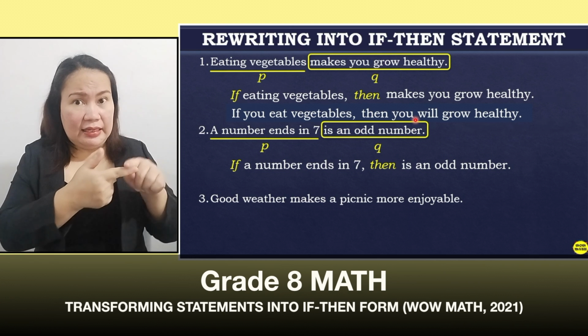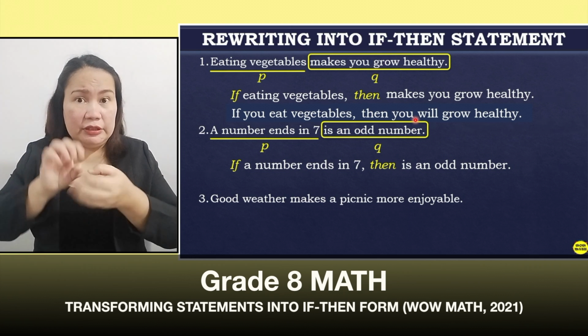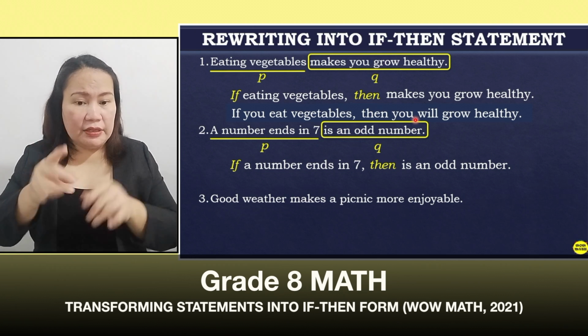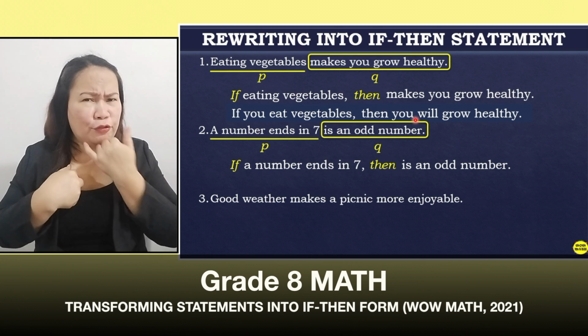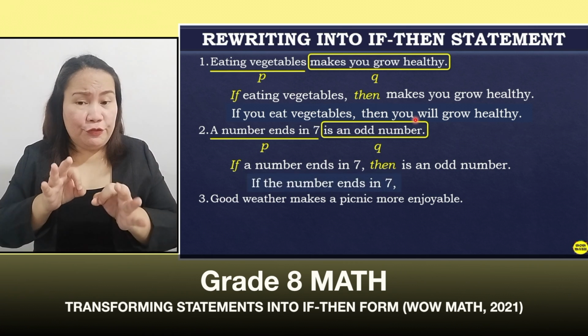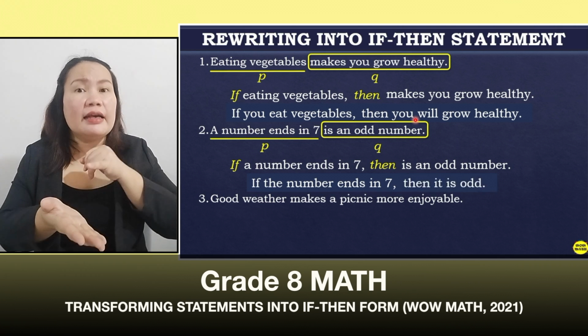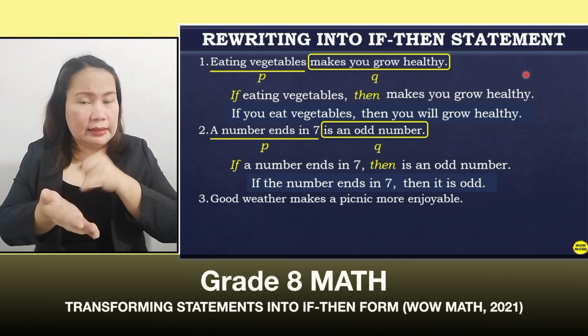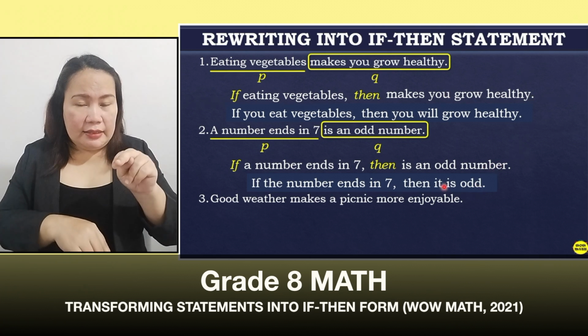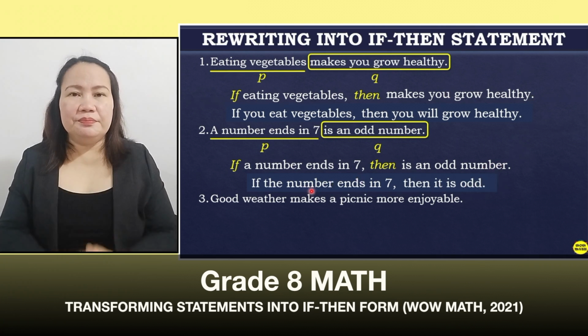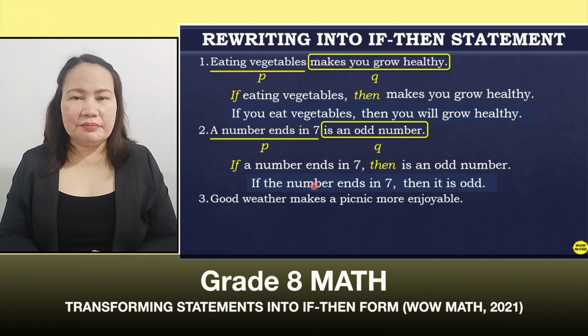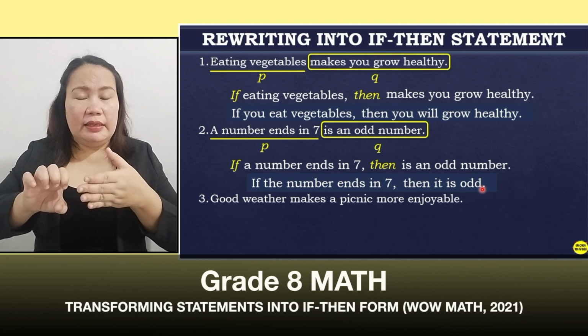Okay, so kung babasahin natin, if a number ends in 7, then is an odd number. So, may mali. So, ayusin natin. So, if the number ends in 7, then it is odd. Okay? So, kahit hindi na po natin ilagay yung then it is odd number kasi meron naman siyang sinabi na dito na number. So, if the number ends in 7, then it is odd.